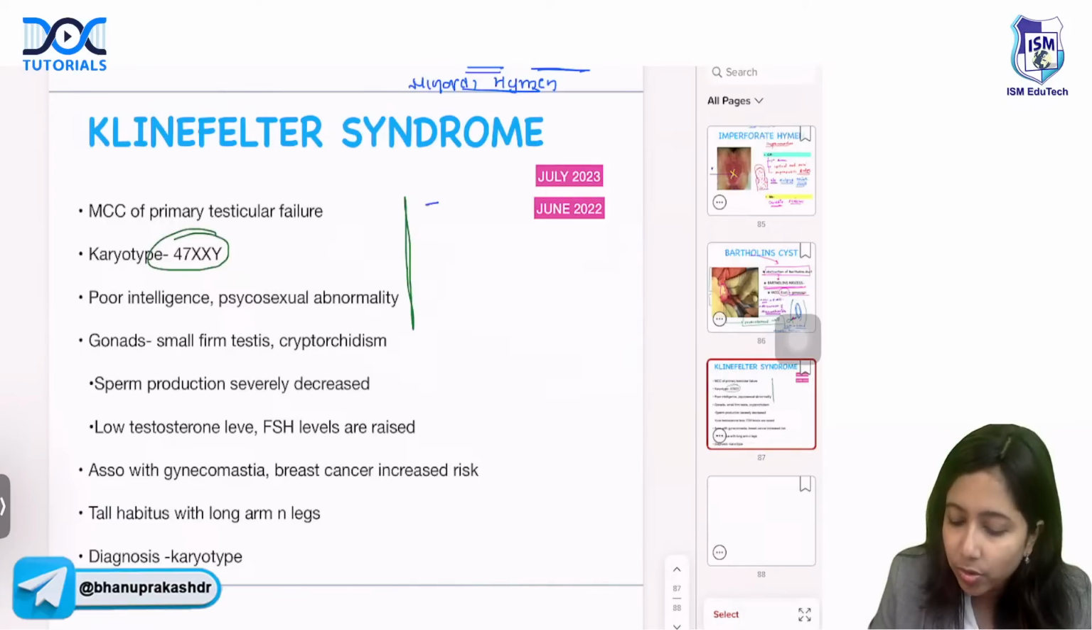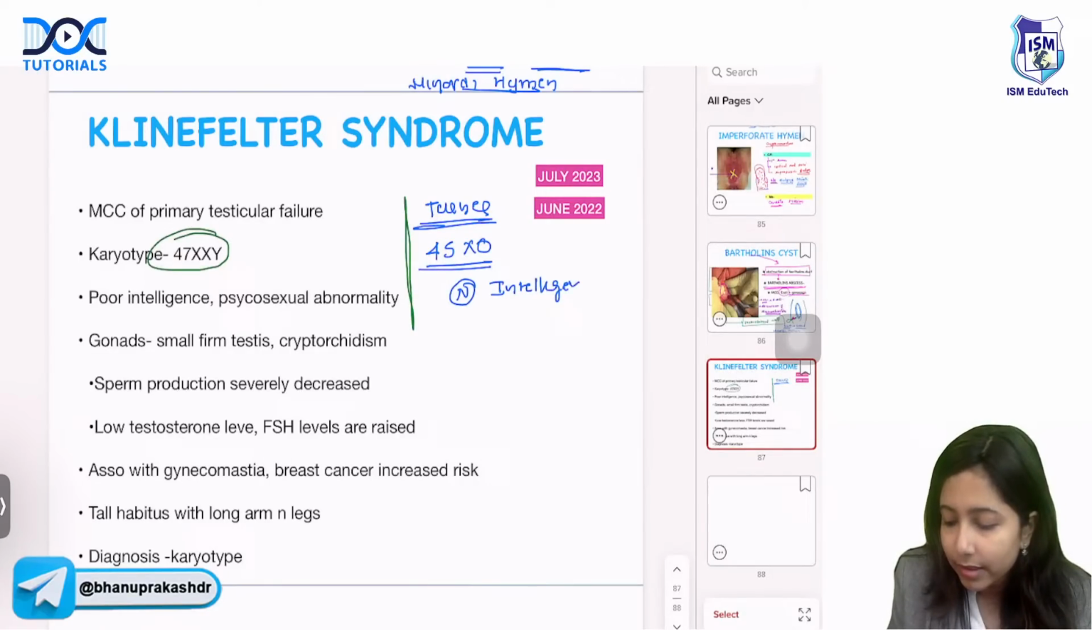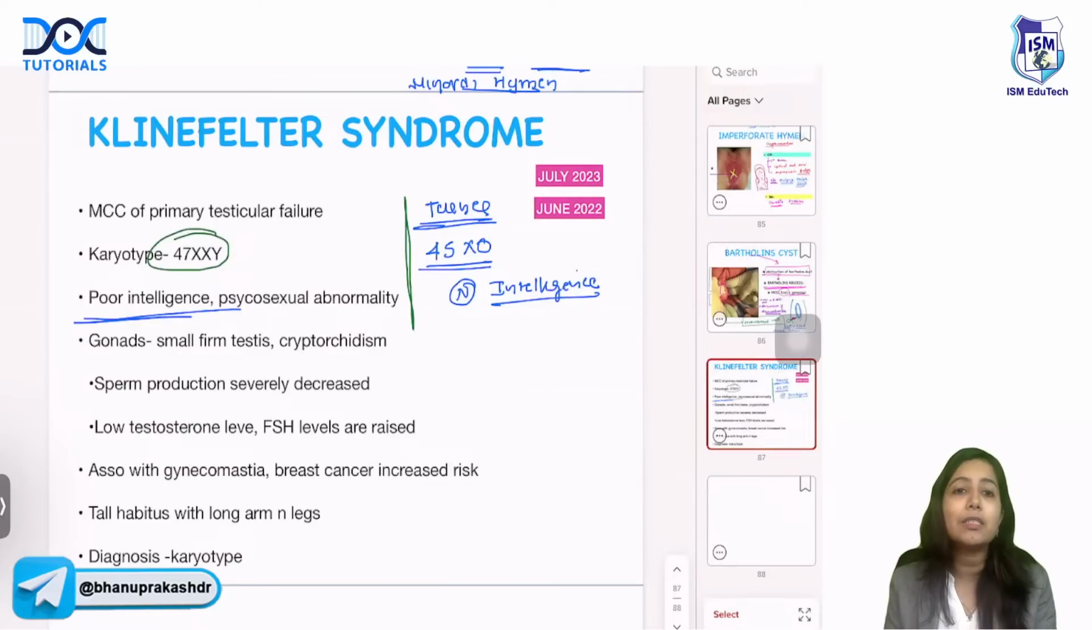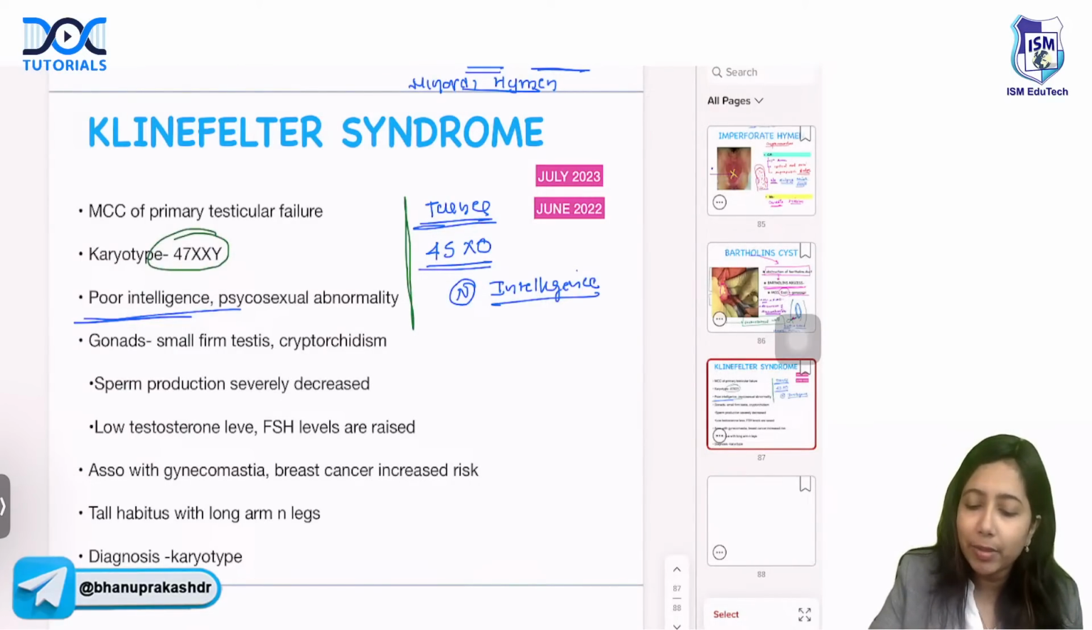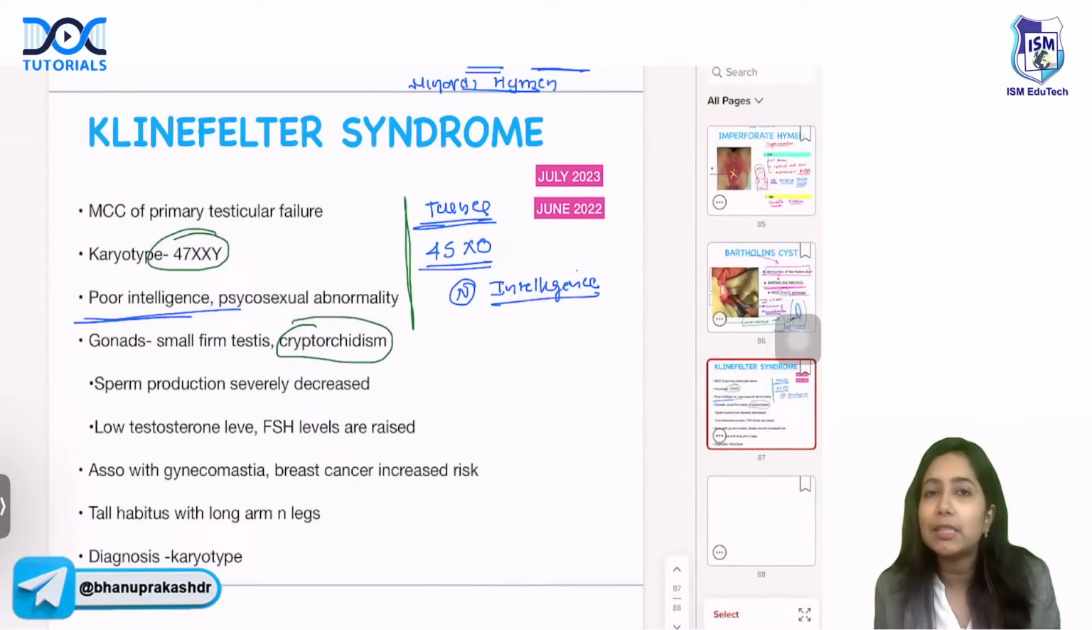In contrast to Turner's syndrome, in Turner's, one X is less. They are 45XO. They have normal intelligence, whereas here they have poor intelligence. And even the gonads are not properly developed here. They have small, firm testes, and there can be cryptorchidism, that is, failure of the descent of the testis.